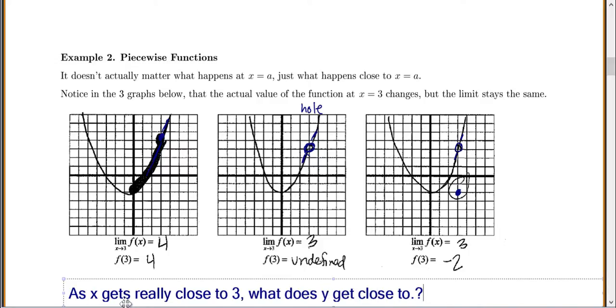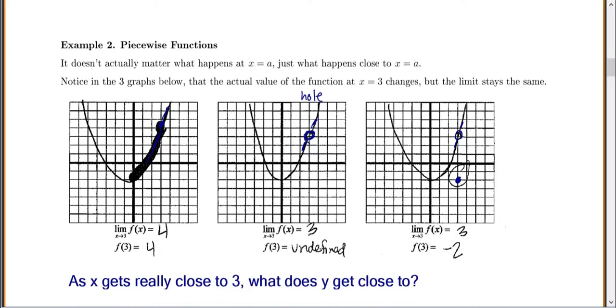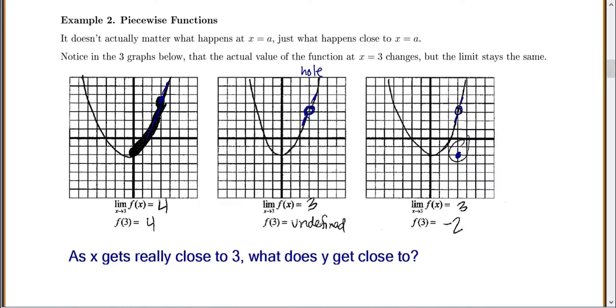Okay, and we're not actually saying what is y, we're just saying what does y get close to. And in all of these circumstances, y gets really close to 3. So your limit is 3. This one happened before because I didn't draw the same exact function. And so we do have a limit even if you have a hole in your graph.